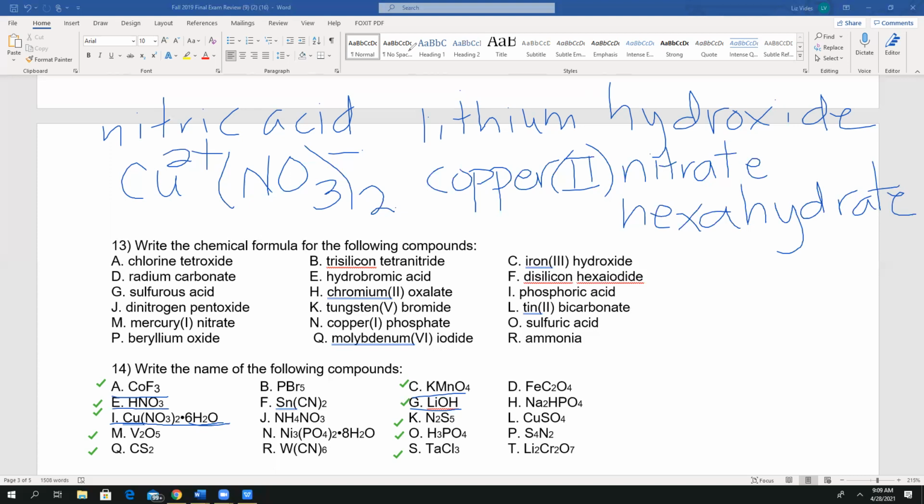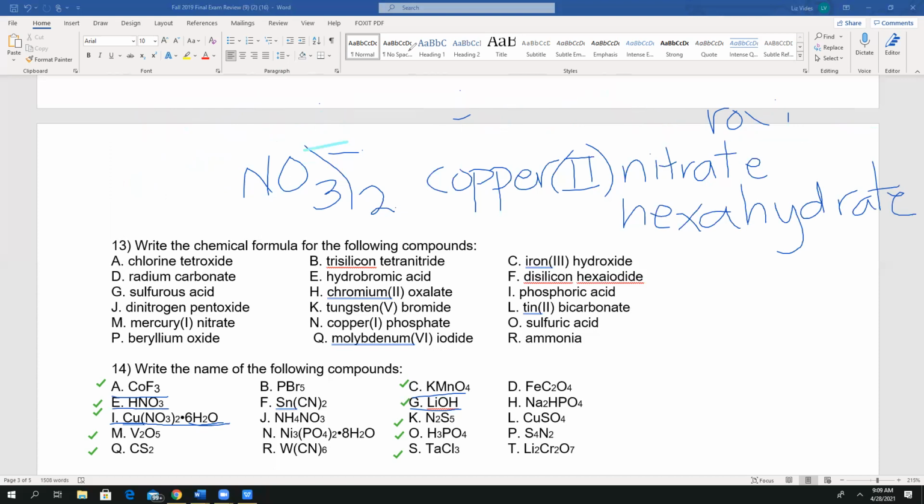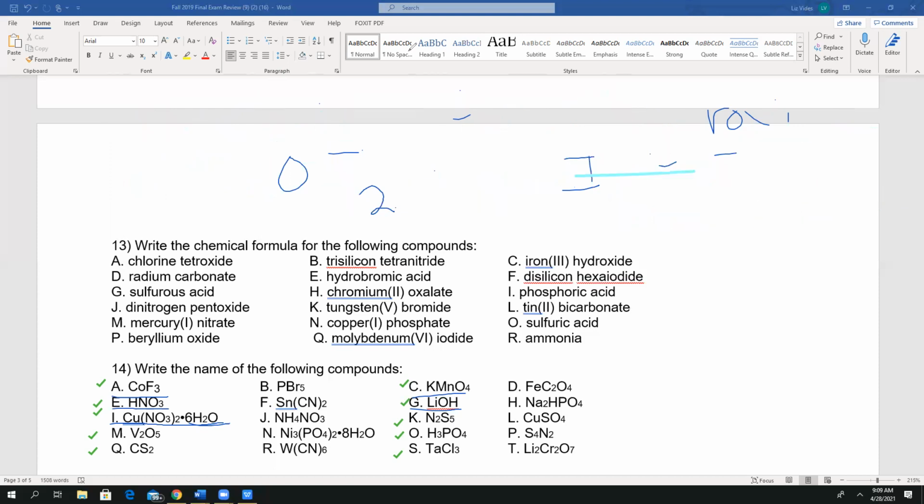Okay, let me clear these again. Okay, so whenever we're naming stuff, we got to make sure we got the right ions. That's really the takeaway on this one.